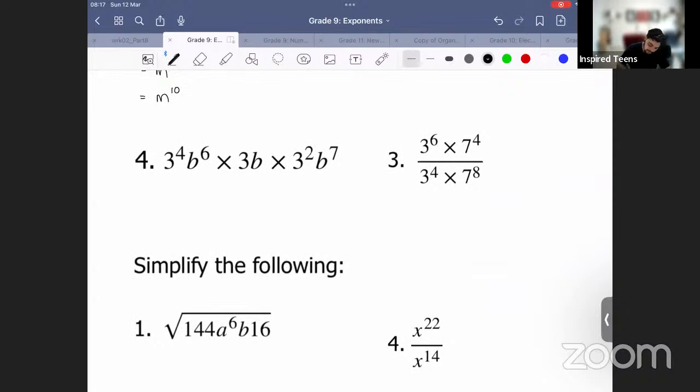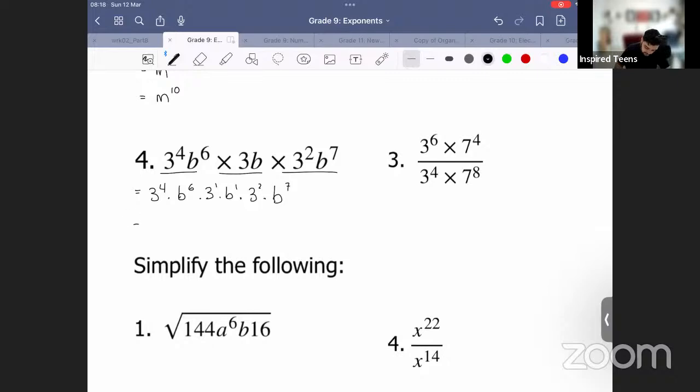So yes, in this case, what I could do is, again, commutative property of multiplication. This is basically 3 to the 4 times b to the 6 times 3 to the 1 times b to the 1 times 3 to the 2 times b to the 7.